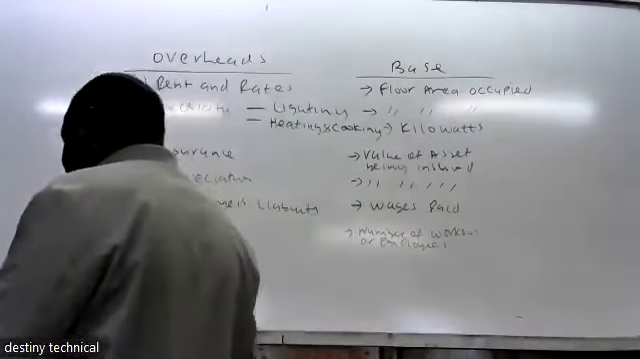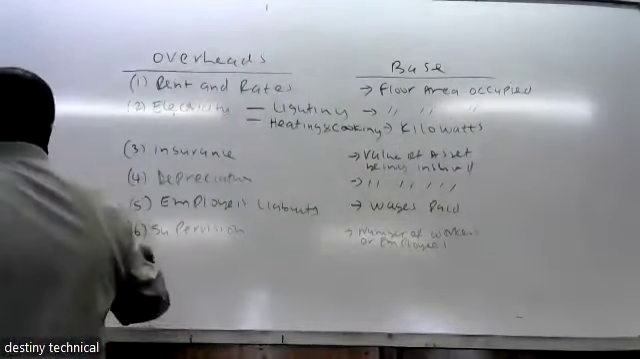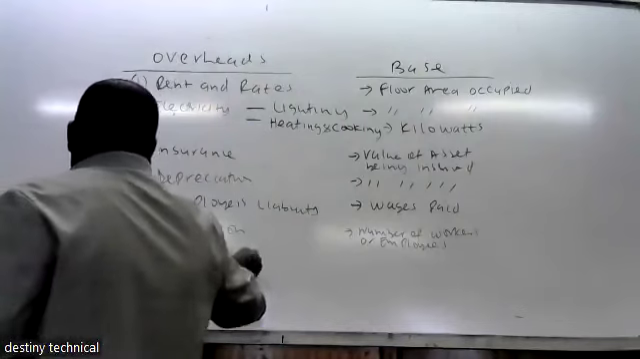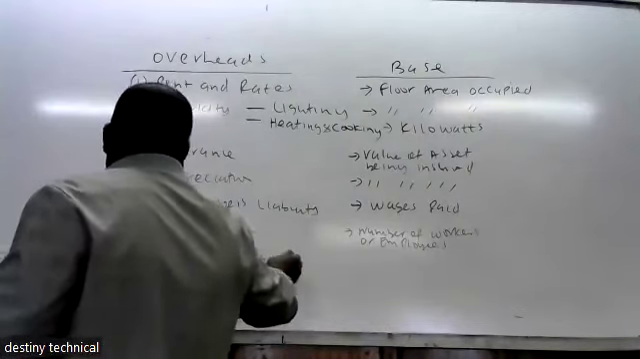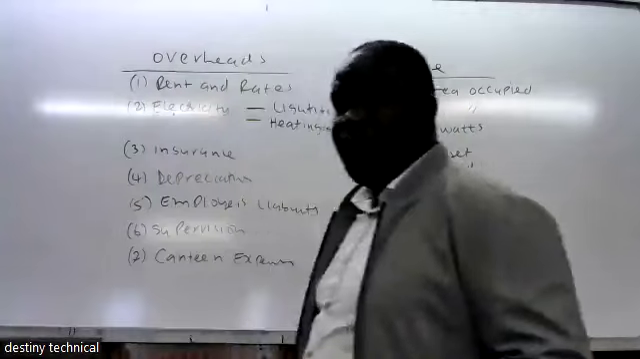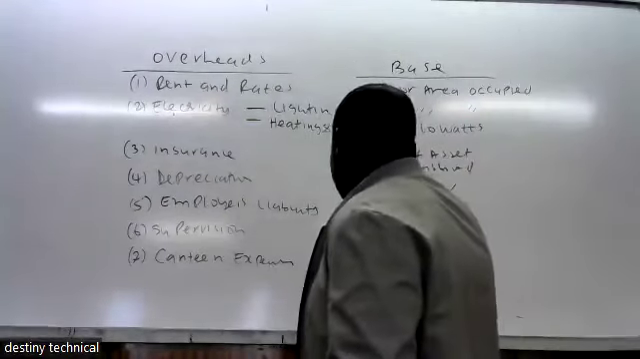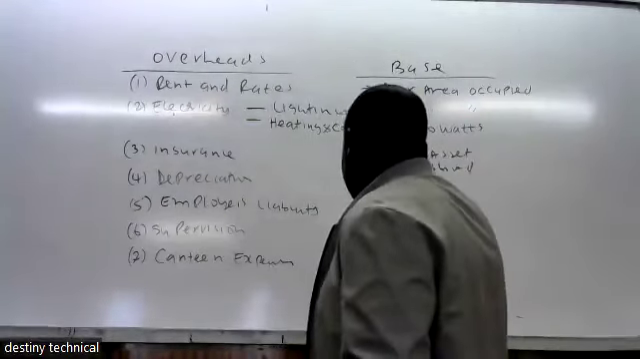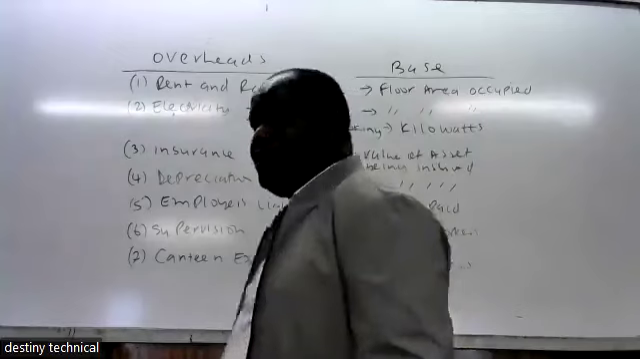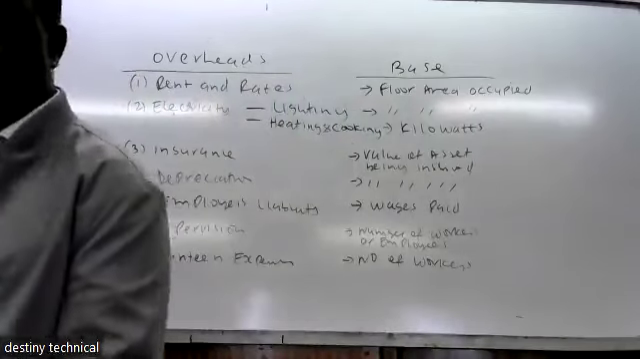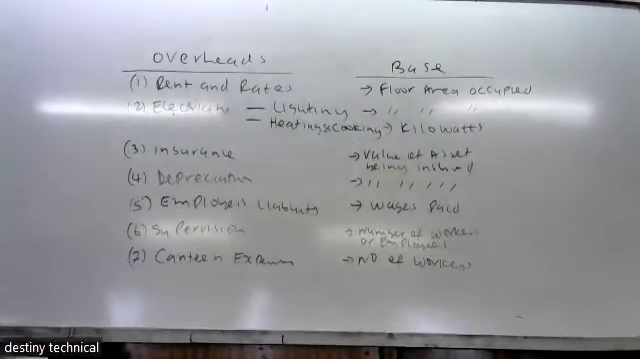The next one should be canteen expenses. For the canteen expenses, we use the number of the workers.